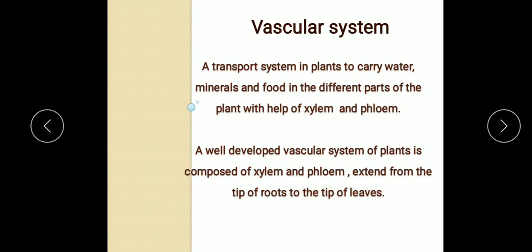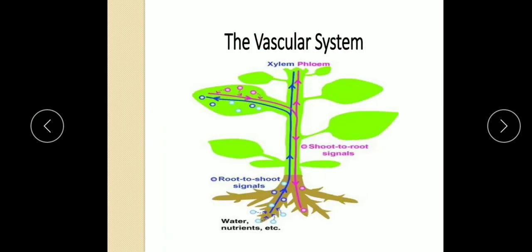Now what are xylem and phloem? Xylem transports water and minerals upward from the roots. These are the key points underlined in your book. Phloem transports food manufactured in the leaves to all parts of the plant. Now we'll see the location of the xylem and phloem in the plant. You see here xylem and phloem and their transportation of food and minerals shown through this diagram.